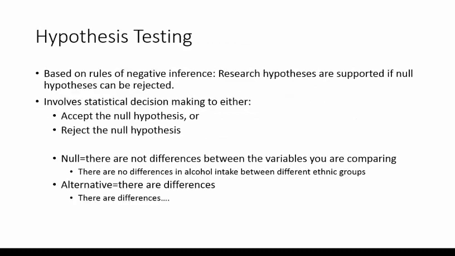So if you read through the hypothesis testing part of Chapter 17, they talk about a null hypothesis. You can just think about the null hypothesis as there's no difference between the groups. So in my example, I would say the null hypothesis is that there are no differences in alcohol intake between the different ethnic groups, and then the alternative is that there are differences between the groups.